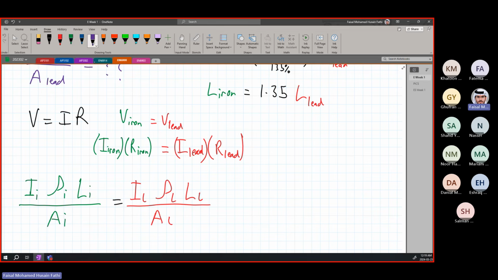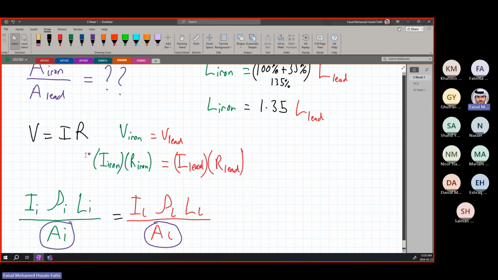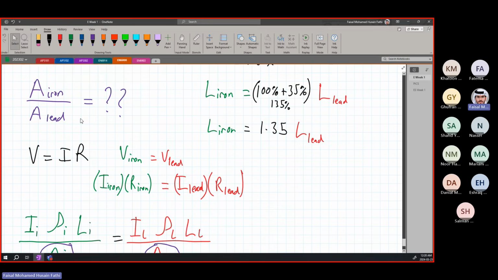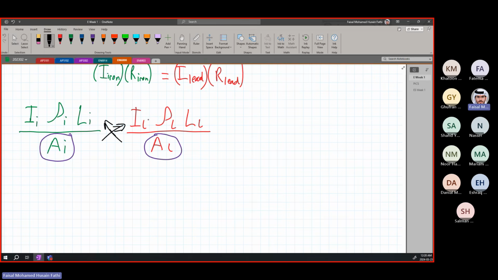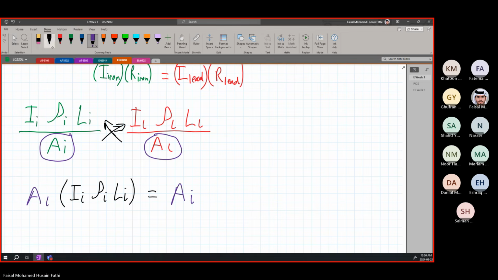Remember, these are the values we need to find, the ratio of this to this. So we have to rearrange the equation so that iron is up the top and lead is at the bottom. The easiest way to do this is first to cross multiply, so you do not get confused. So it will be A lead times I rho I Li is equal to A of I L rho L.